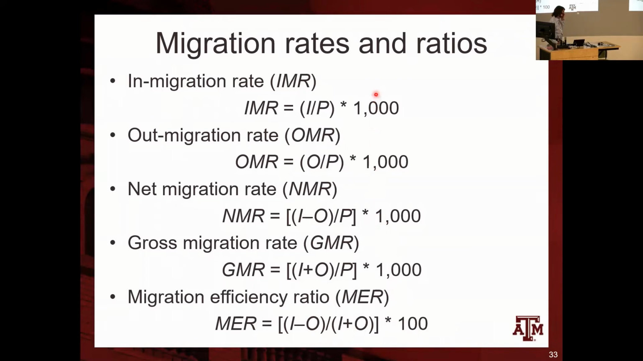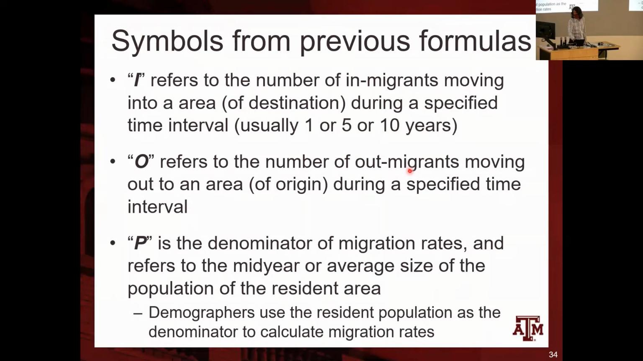So those are some examples of rates, and we had already talked about them, and I wanted to make this differentiation between in and out migration rates. Those symbols are the ones that I mentioned. The I means in-migrants, O out-migrants, and P is the denominator. Demographers use the resident population as a denominator to calculate migration rates. And in this sense, the out-migration rate makes more sense because it's people leaving a specific area. People who live in an area are exposed to the risk of leaving that area.